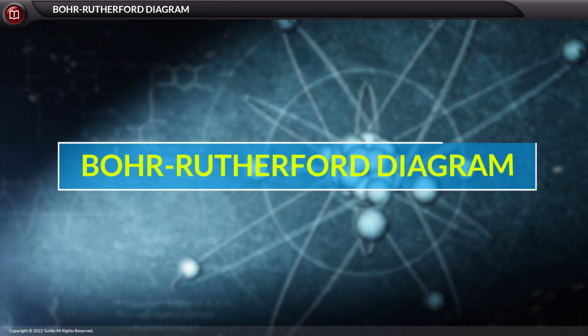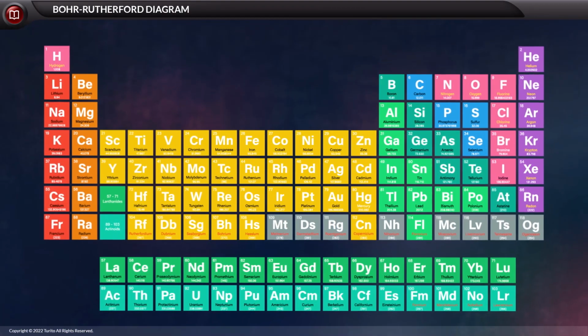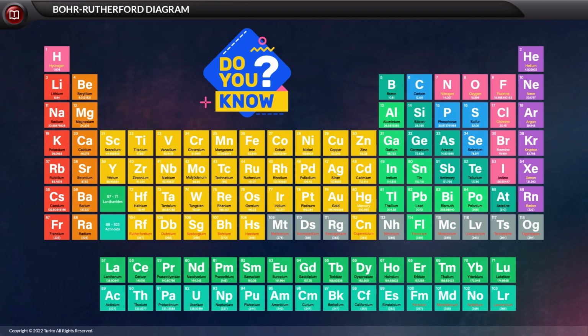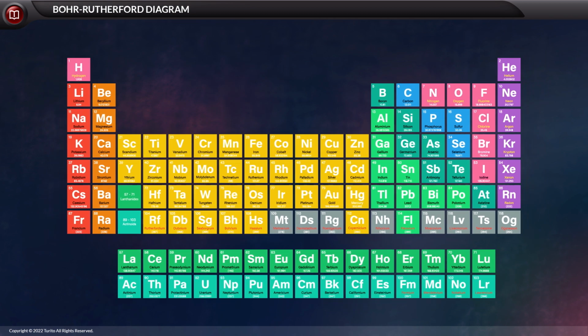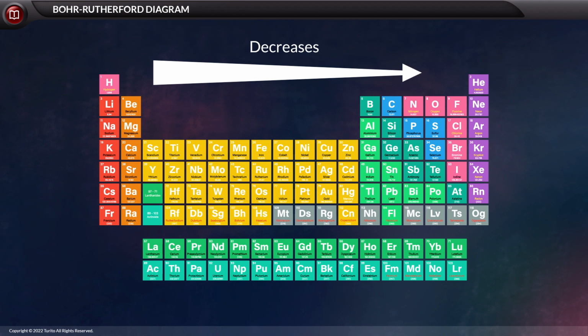Let us discuss the Bohr-Rutherford diagram today. Do you know why the periodic table shows trends in properties? For example, the atomic size decreases as we move from left to right, and increases as we move from top to bottom in the periodic table.